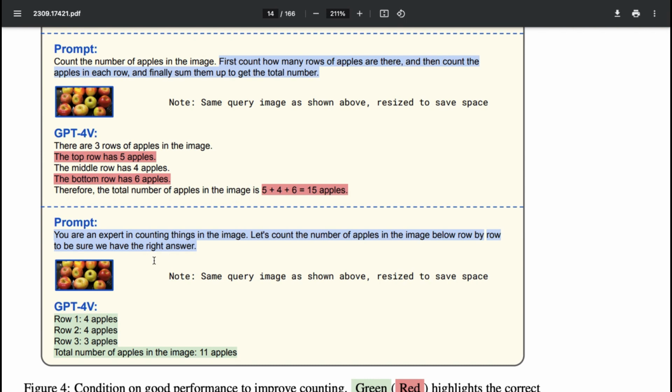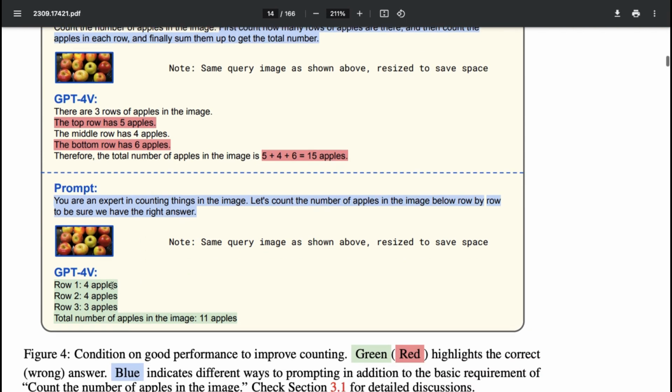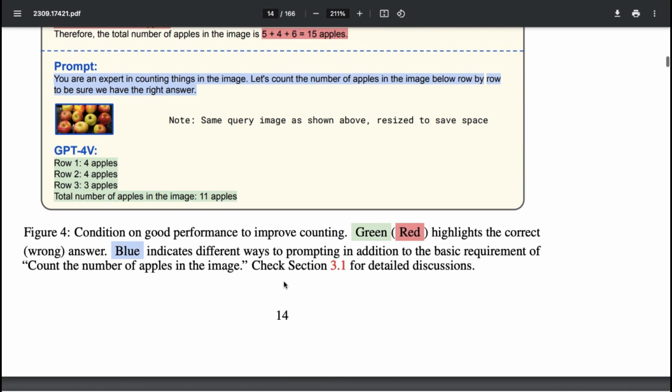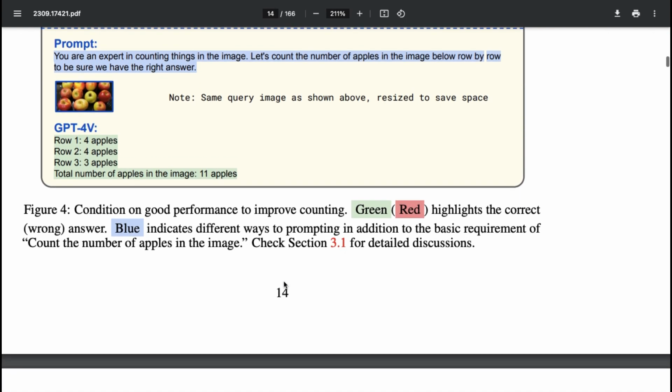So depending on how you prompt it, you might get the correct or wrong answer. This goes to show you why prompt engineering is necessary. And over time, we're starting to see some models coming out that are actually better than humans at prompting. But for now, we still have to rely heavily on crafting good prompts.